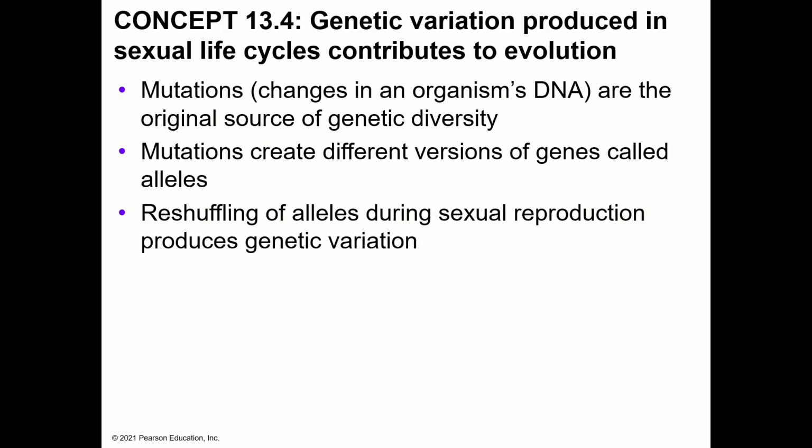Concept 13.4, genetic variation produced in sexual life cycles contributes to evolution. Mutations, such as changes in an organism's DNA, are the original source of genetic diversity. Mutations create different versions of genes called alleles. Reshuffling all alleles during sexual reproduction produces genetic variation.